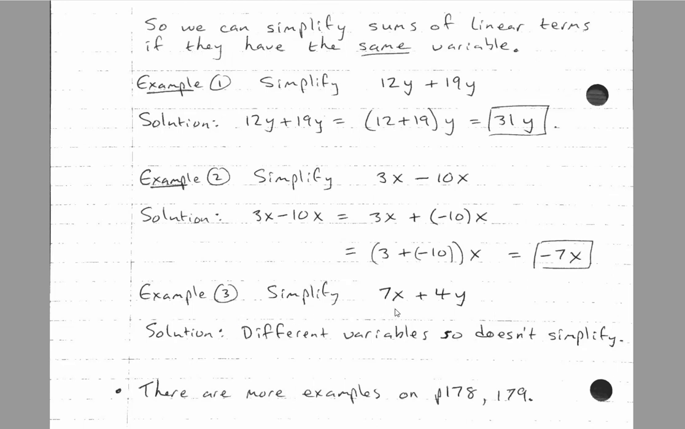Example 3, simplify 7x plus 4y. Well, now, how does it work when you have x's and y's? It doesn't work. So this doesn't simplify. We can't combine these two linear terms because they have different variables. So it doesn't simplify.